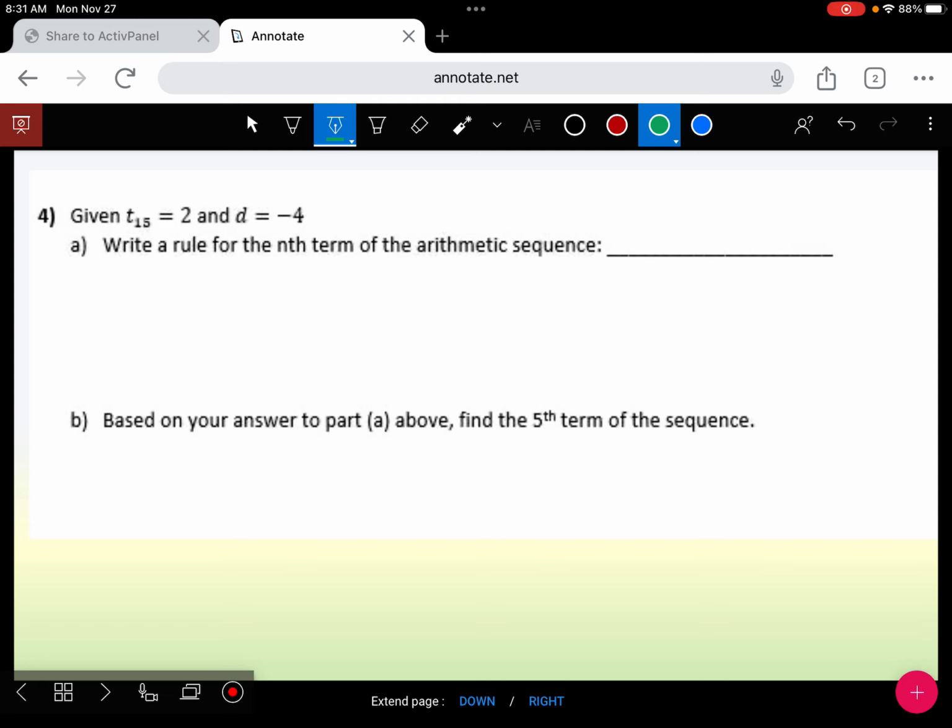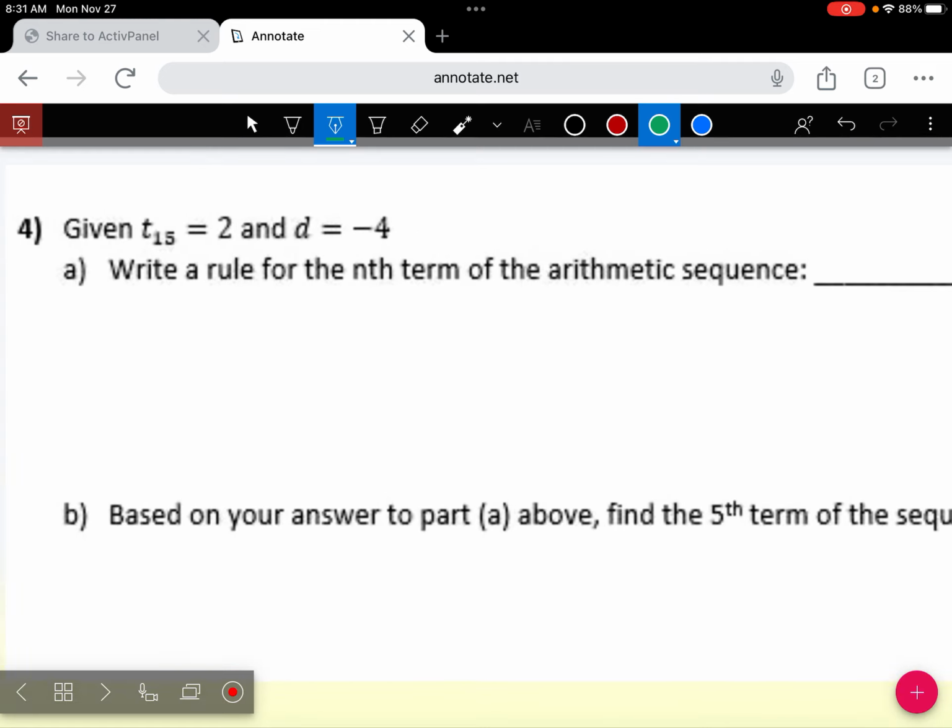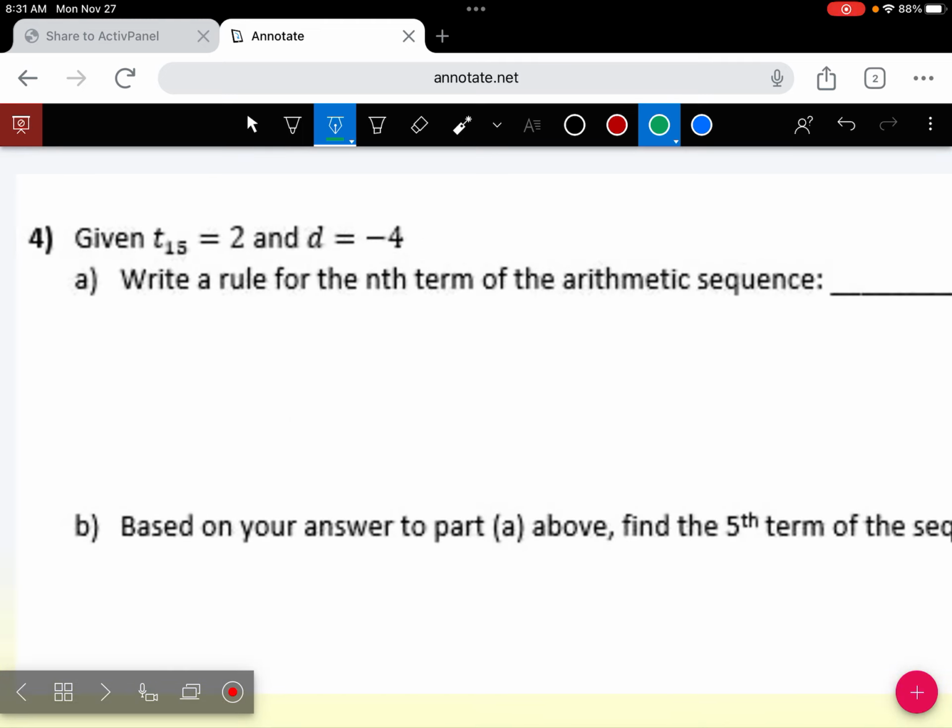Okay, our last question for today is a little different. So it says write a rule, but notice that they did not tell us T1. What did they tell us? T what? T15. Okay, so we have to find T1. That's the first step. That's step number 1 is find T1.